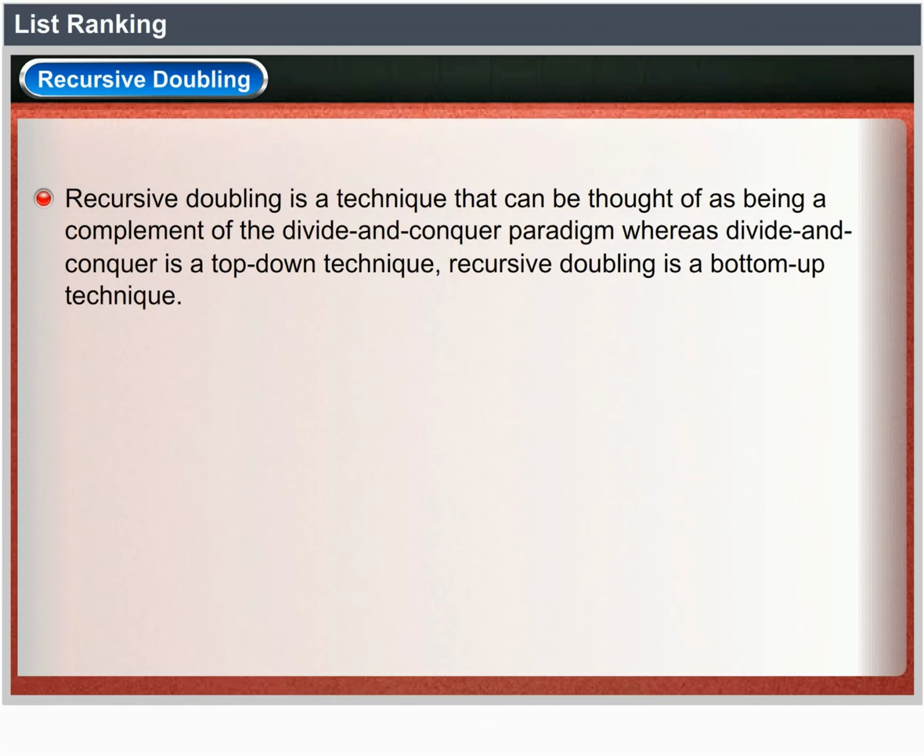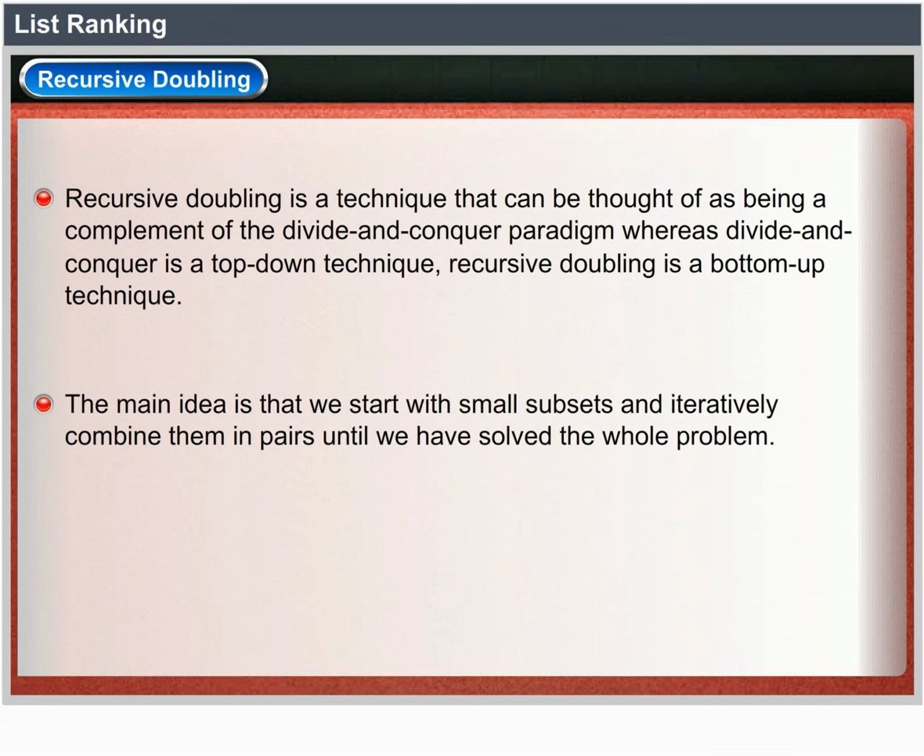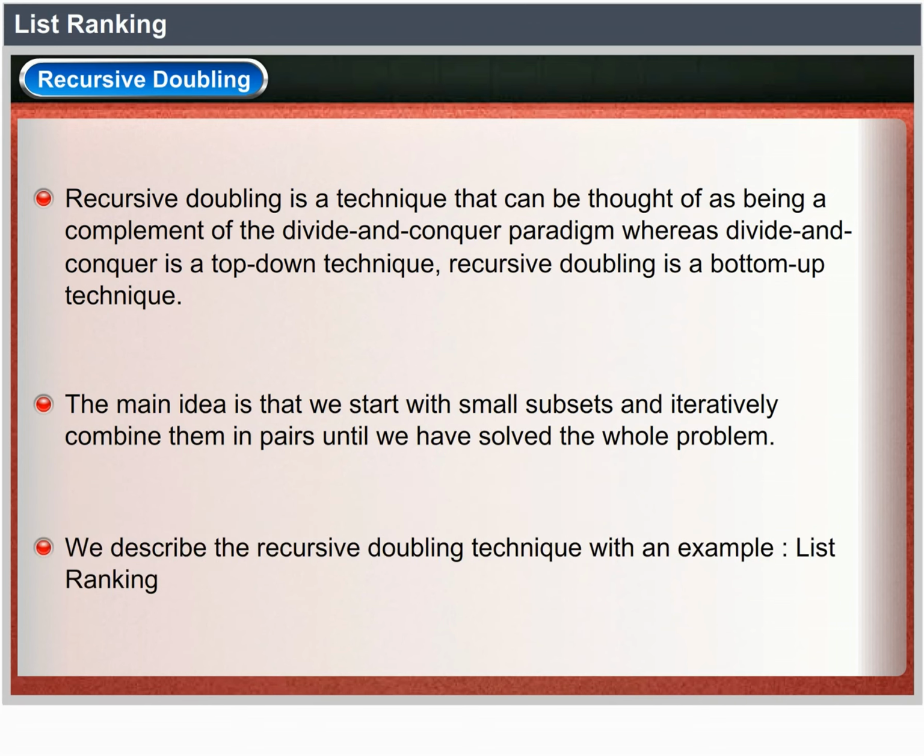List ranking. Recursive doubling. Recursive doubling is a technique that can be thought of as being a complement of the divide and conquer paradigm, whereas divide and conquer is a top-down technique. Recursive doubling is a bottom-up technique. The main idea is that we start with small subsets and iteratively combine them in pairs until we have solved the whole problem. We describe the recursive doubling technique with an example, list ranking.